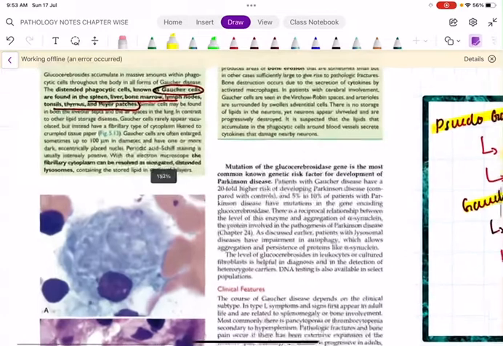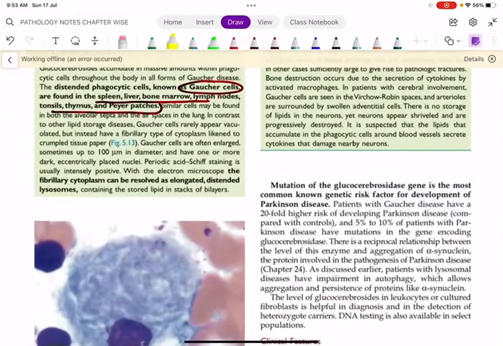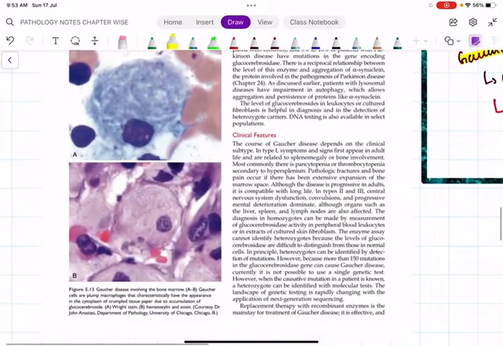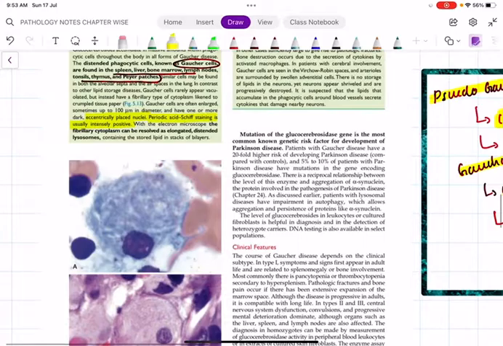Fine. And remember, these Gaucher cells, what I mentioned is from Robbins: they are PAS positive. They have an eccentrically placed nucleus and, on electron microscopy, okay, what is this appearance called?